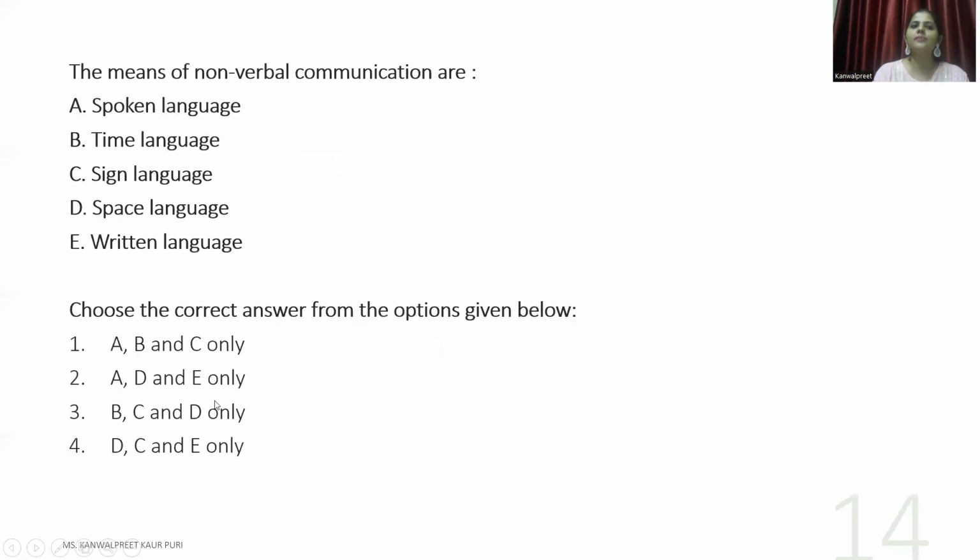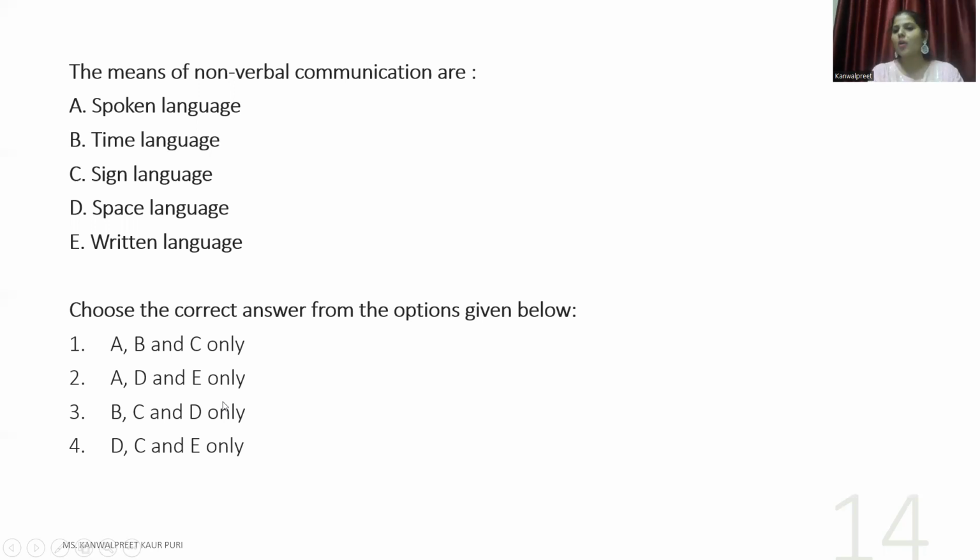Moving on to the next question. The means of non-verbal communication. Now see, the question here is on non-verbal, but what you are supposed to do simultaneously when you study non-verbal is study verbal communication also. Please watch my previous videos for in-depth explanation about verbal and non-verbal. Now just a brief about it. Verbal involves words, whether they are written or oral. So whether I'm speaking, that becomes verbal, and when I'm writing, using words, that also becomes verbal.